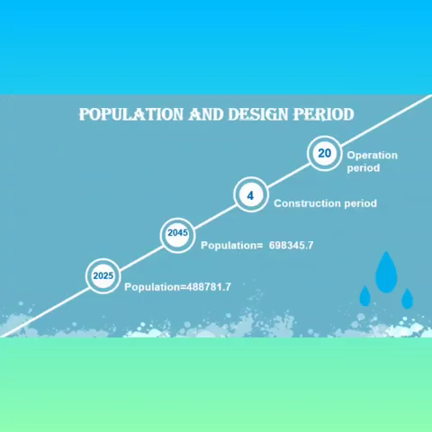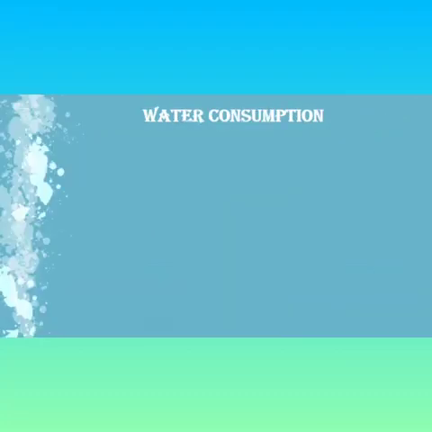Now, the population and design period of the water treatment plant. Population can be estimated by the population forecasting method. In 2025, the population of Nawabshah city will be 4,88,781, whereas the population in 2045 will be 6,98,345. The construction period is 4 years, whereas the operation period of the plant is 20 years.